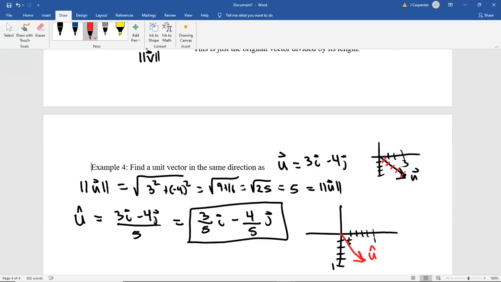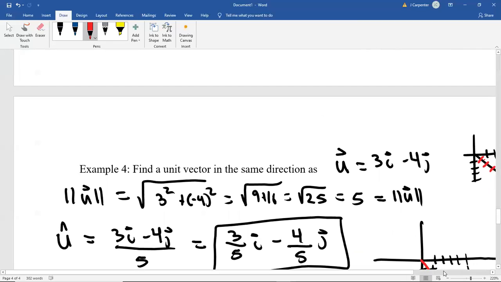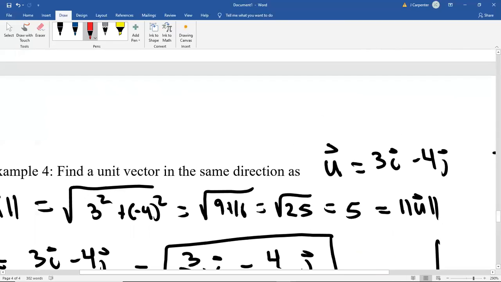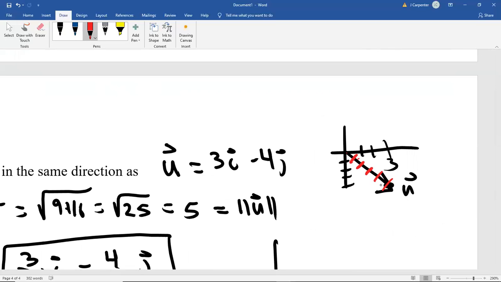So this red vector right here, if I drew everything to scale, which I'm not promising I did in this teeny little one, that teeny little bit right there would be the unit vector, and I would be able to fit 5 of them in until I got to the end of the actual original vector.